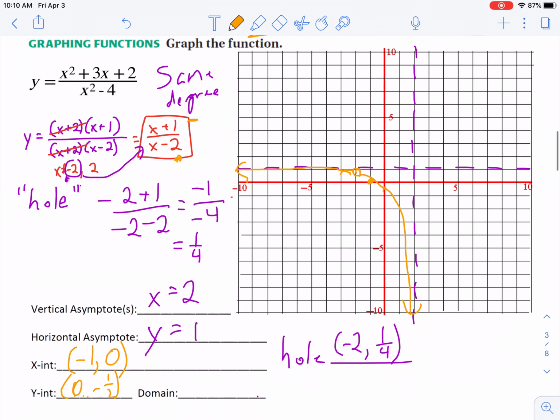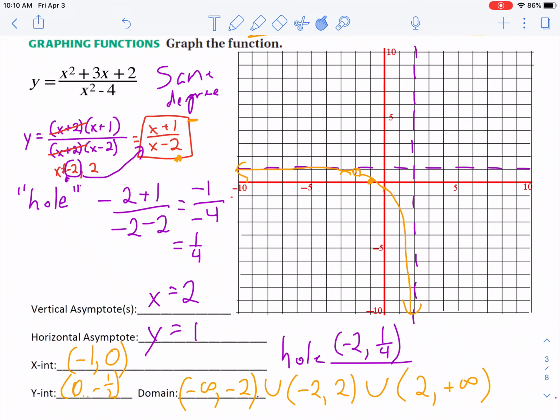And then for domain, we only have two regions here. We've got a region from, sorry, we actually have three regions because x can't be negative 2, right? So our domain is still going to be negative infinity to negative 2 because it can't equal negative 2. Then it goes from negative 2 to positive 2. And then it goes from 2 to positive infinity.